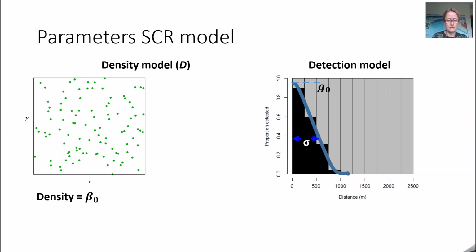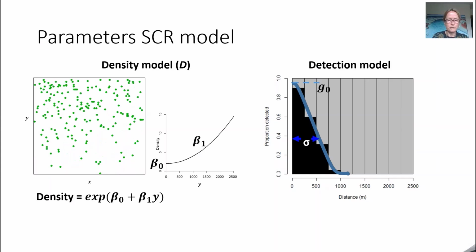Back to the density model now. We could easily imagine a different scenario in which animals are not uniformly distributed, like in this example now. So here we have a density gradient from north to south, as shown on the plot with the green dots. And this can be accommodated by fitting an extra parameter in the density model, which is beta 1. This is the coefficient associated with the y-coordinate.